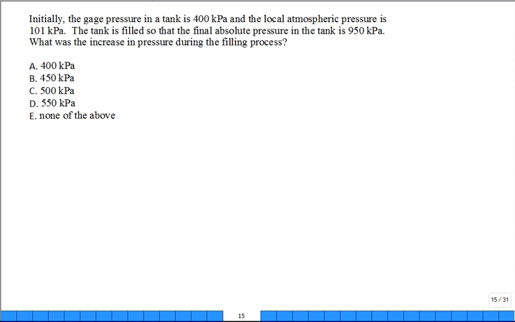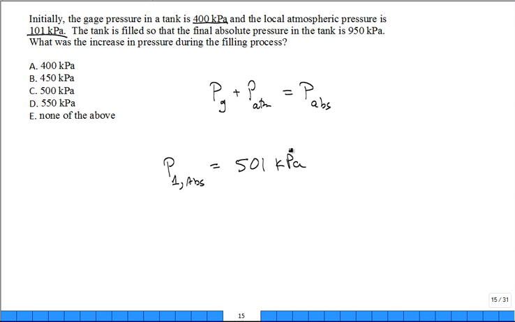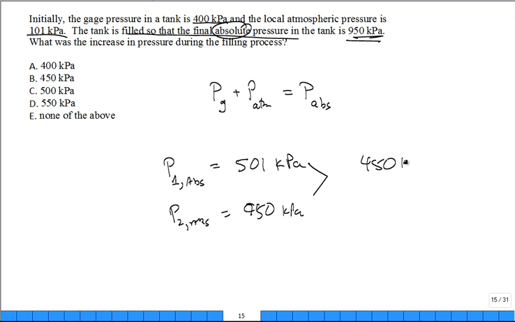All right, so how many people are still struggling? Everybody's got it? Well, you have to remember that the pressure gauge plus the local atmospheric pressure is your absolute pressure. The initial tank pressure is 400 kPa with a local of 100. So what's the initial state 1 absolute pressure? It's 501, or close enough to 500 kPa, true? And then it's filled so that the final absolute pressure 2 is 950. How much did it change? 450. It went up 450 kilopascal.